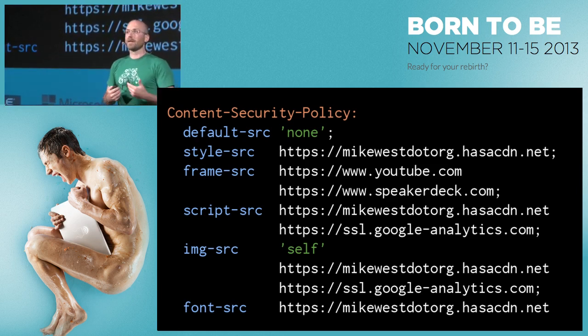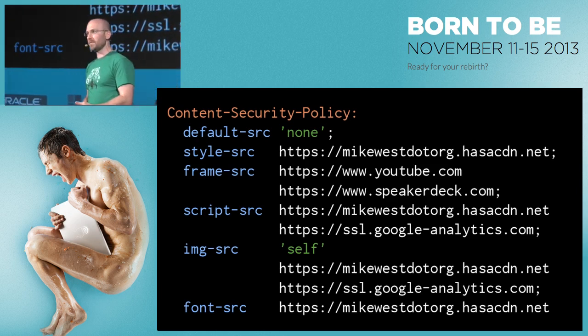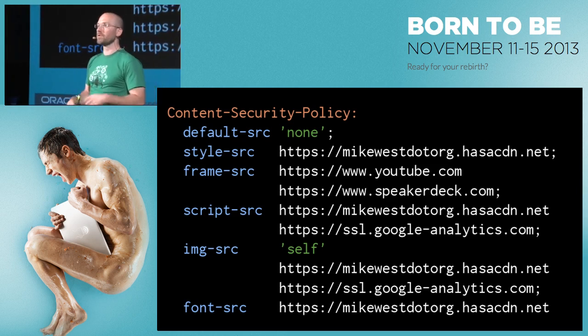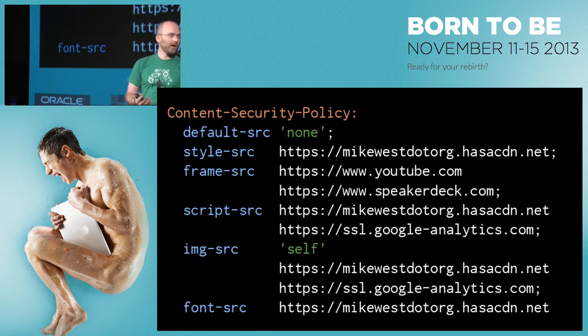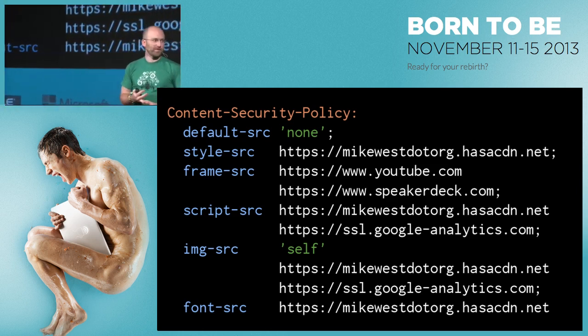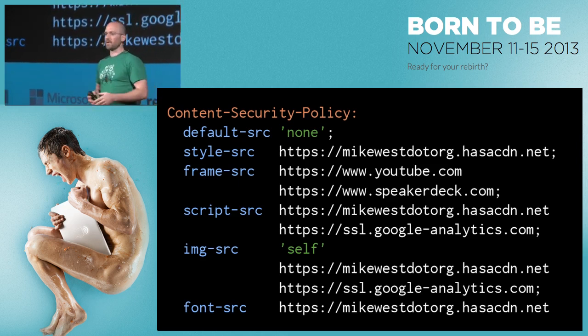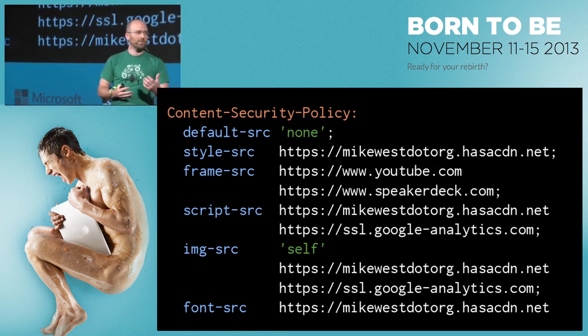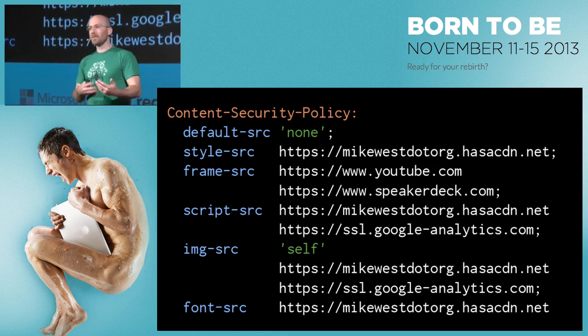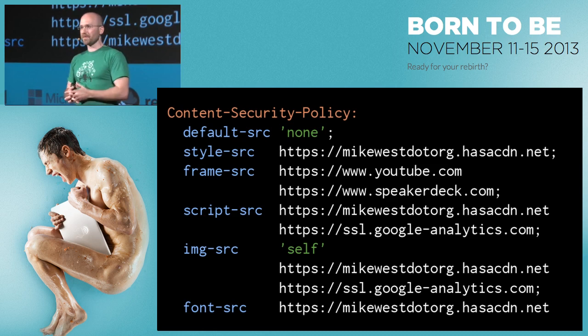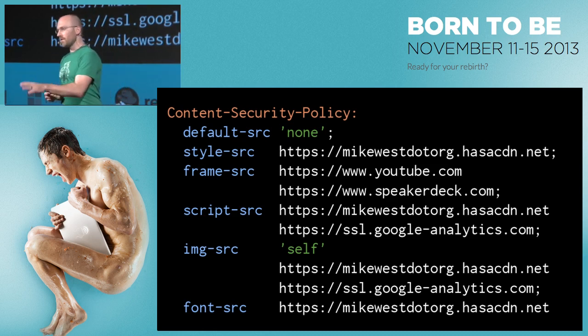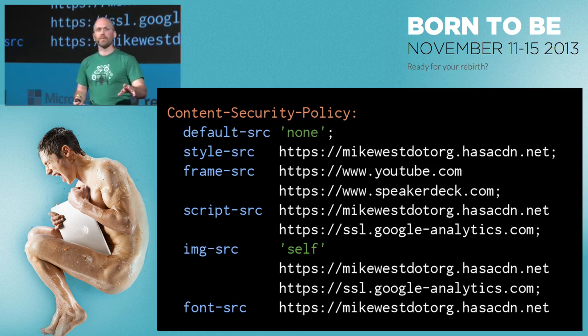I start by locking down everything, so a default source of none, which basically means no external resource should load at all. And then I slowly open the door, so I slowly start whitelisting things and saying, well, no resources except for style for my CDN. And I want to have some YouTube and some speaker deck frames. I also want some script for my CDN and also from Google Analytics. I want images, and I want styles, and I want a variety of other things. By starting with a default source of none, and then slowly opening the doors to those specific origins for script, or those specific origins for resources, you can fairly granularly control the things that can be loaded on your pages.